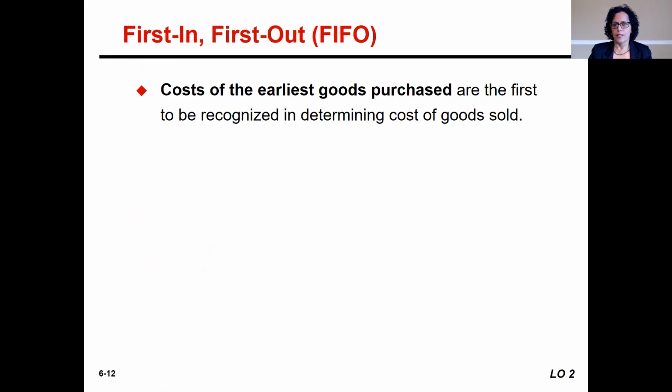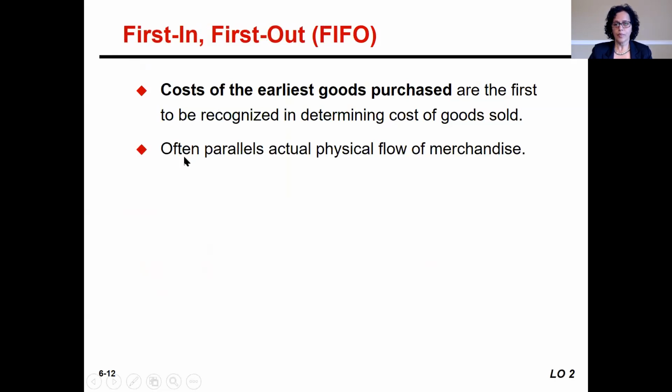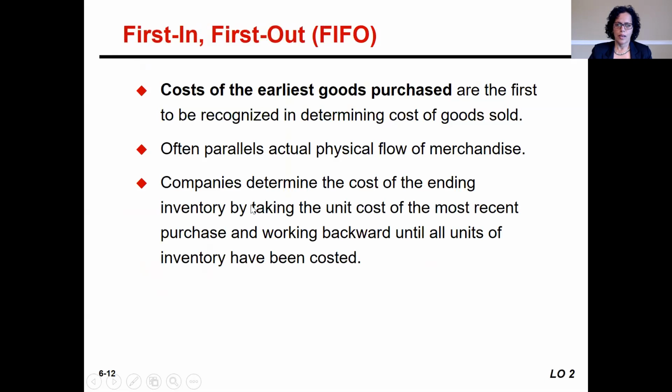Whatever they bring in first, they're going to sell first because these are time sensitive. They're perishables. The longer they keep it, it's going to go bad. They won't be able to sell it. Therefore, they need to push that merchandise fast. So it often parallels the actual physical flow of merchandise. So it's a very common method that's used. Companies determine the cost of ending inventory by taking the unit cost of the most recent purchase and working backwards until all units in inventory are costed. So this would be in the periodic method.